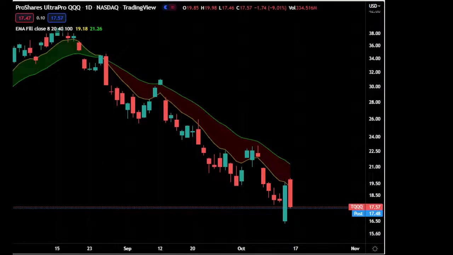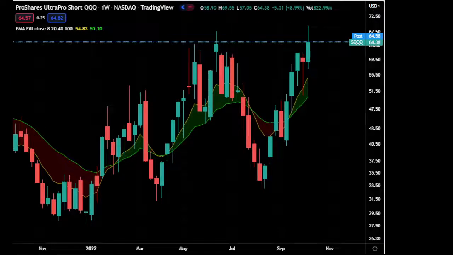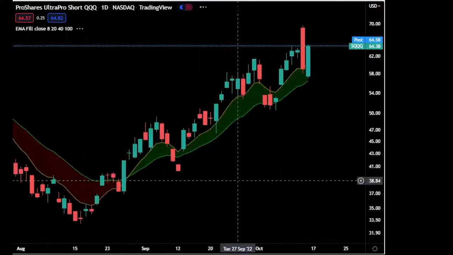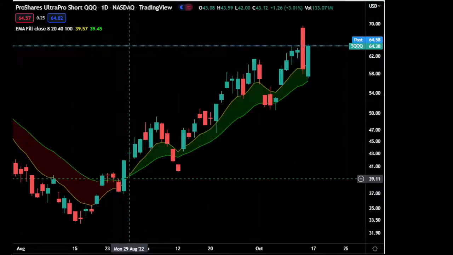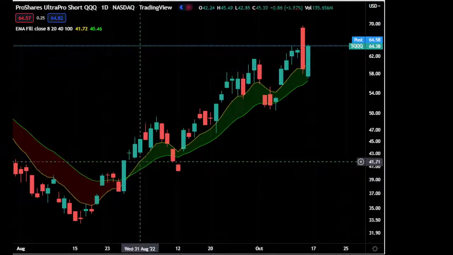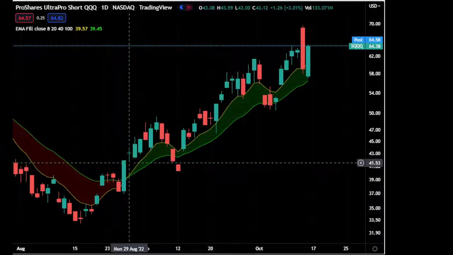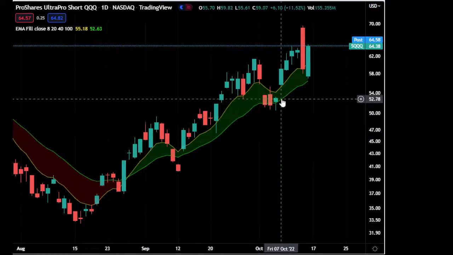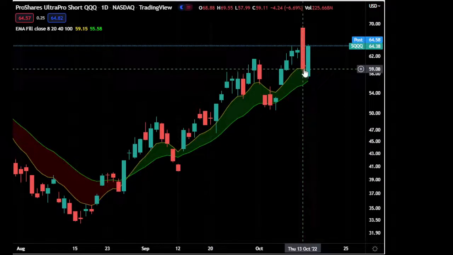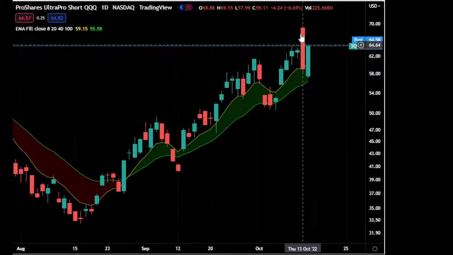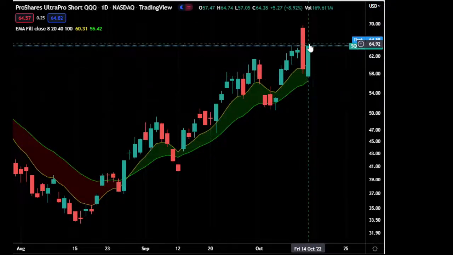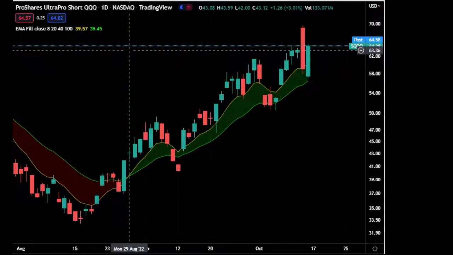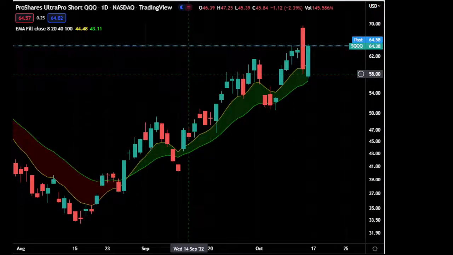Okay, now in terms of SQQQ for a daily chart, let's go to the 1 day on that, and we see that SQQQ began to go into the green area here beginning in late August, and it has been trending in the daily trend above this green area. This was the big candle yesterday, and then today, Friday, October 14th, was a big up day. So I think everybody kind of gets the picture here.